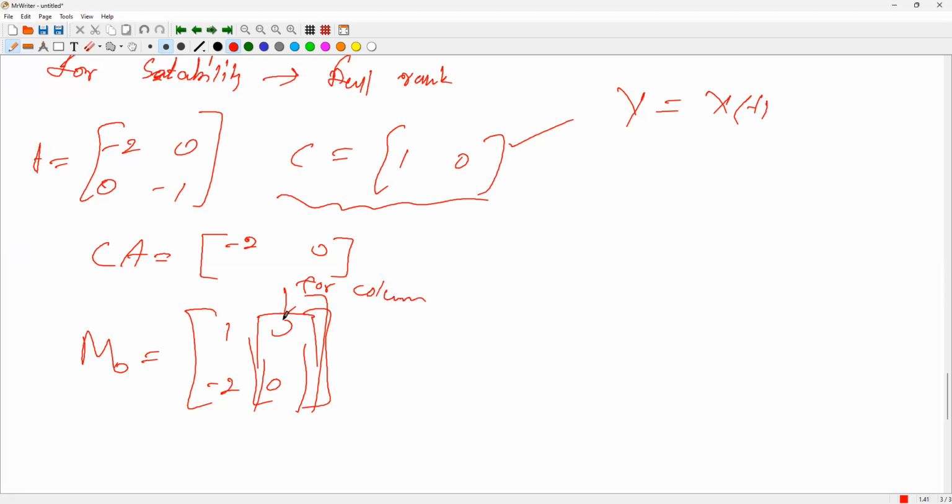For controllability, we check the rank of the rows. Here we need to check the rank of the columns. So we check the determinant of M, which is 0, so singular. Singular means this is unobservable. Unobservable means we need to measure every single output.